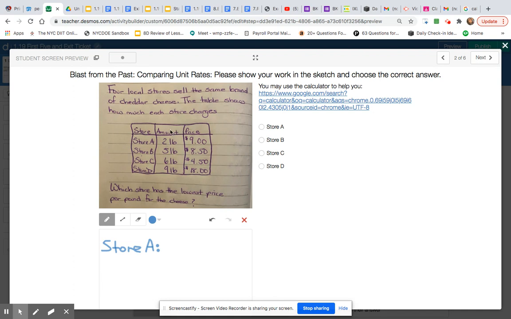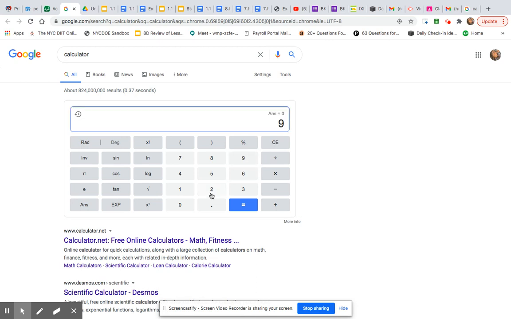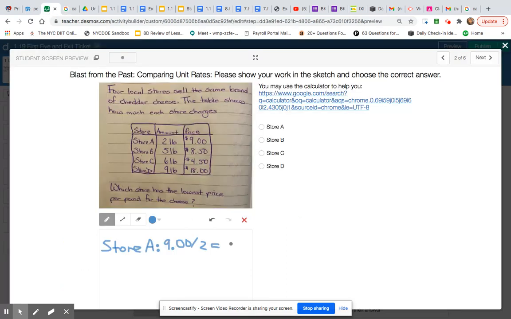So the amount is going to be your X and the price is going to be your Y. So for store A, all I'm going to do is take my price, which is $9, and divide it by 2. And I could just plug that in the calculator. So notice I gave you guys the link here. Use it. So I have $9 divided by 2. Okay, so I have 4.5 or $4.50 per pound.